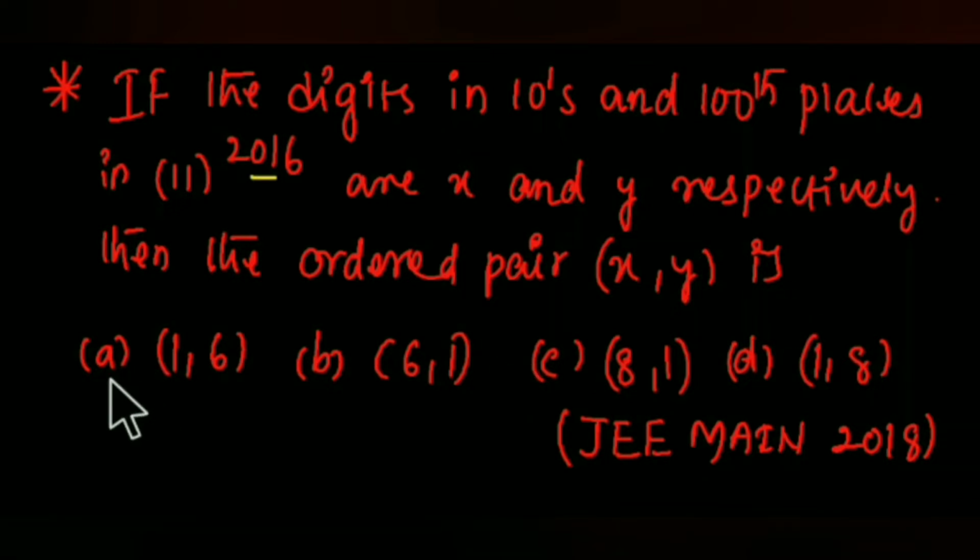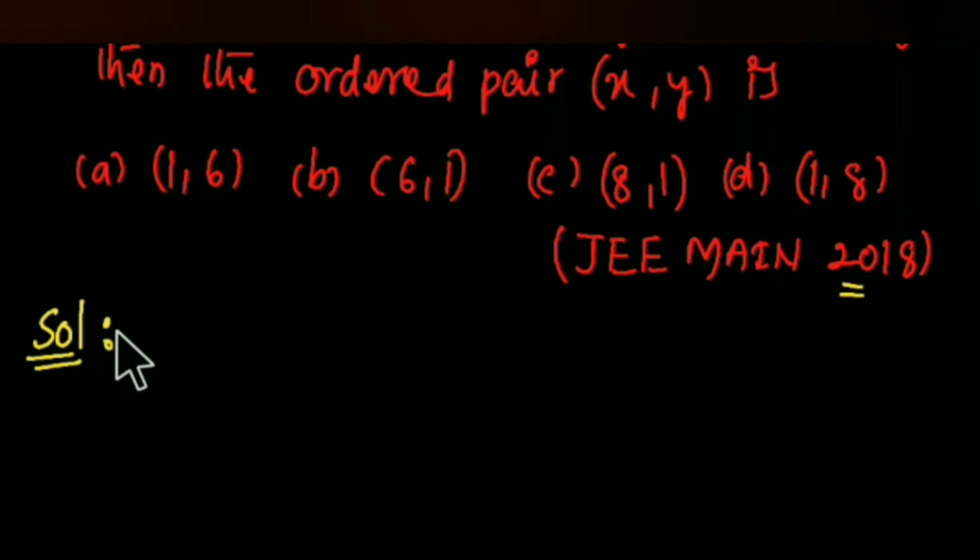Options are given: option A is 1, 6; option B is 6, 1; option C is 8, 1; option D is 1, 8. This question appeared in the year 2018. The shortcut for this problem is very simple. There is a simple logic.